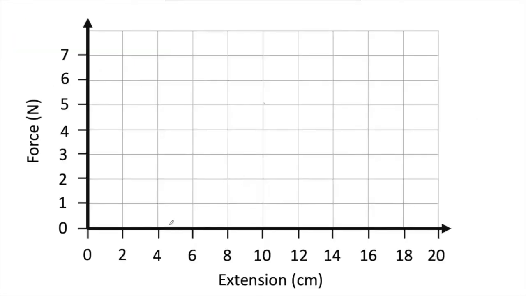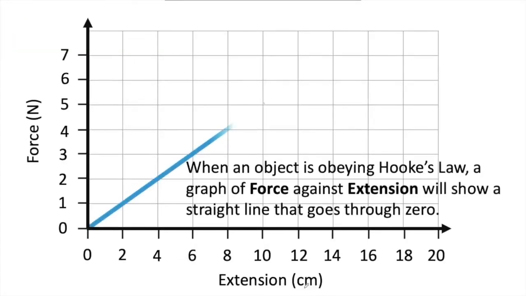So if we were to plot force against extension, this time I've got it in centimetres, but you could also have converted it to metres. When an object is obeying Hooke's law, a graph of force against extension will show a straight line that goes through zero. Remember, this relationship is called directly proportional. Any straight line through zero is directly proportional.